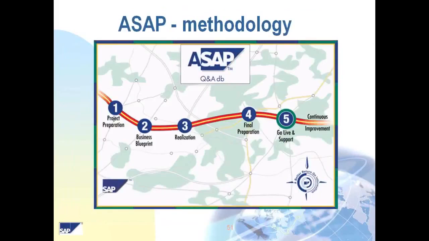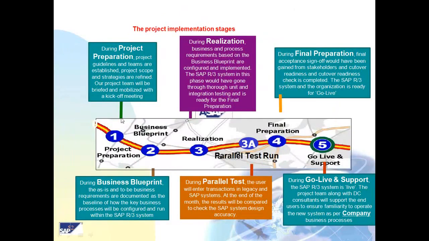So normally SAP recommends the SAP methodology for implementation of new projects because of certain advantages. So there are different phases of implementation. For example, project preparation stage, business blueprint stage, realization stage, final preparation, and go-live support, and continuous improvement. Okay. So to come to detail, during the project preparation, the project guidelines and standards are established. The project scope will be defined. So our project team will be briefed and mobilized for kick-off meetings.